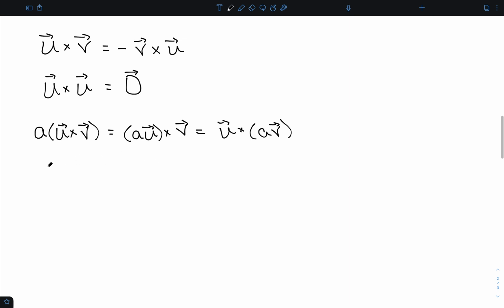My final property is the distributive property, u cross (v plus w). And this does in fact obey the distributive property. This is u cross v plus u cross w. So these are my four big properties of the cross product.